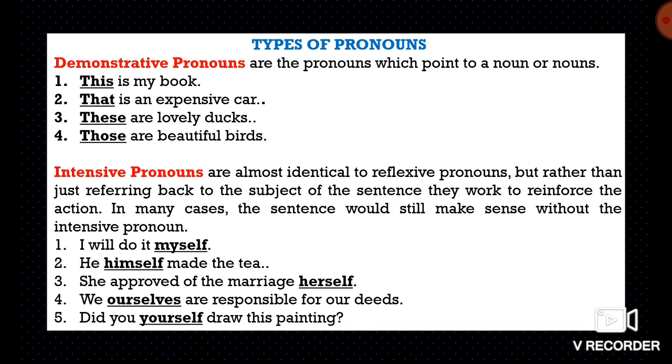Demonstrative pronouns are the pronouns which point to a noun or nouns. For example, this is my book. Second, that is an expensive car. Third, these are lovely ducks. And fourth is, those are beautiful birds. This and these point to a noun or nouns which are lying nearby. And that and those point to a noun or nouns which are far.